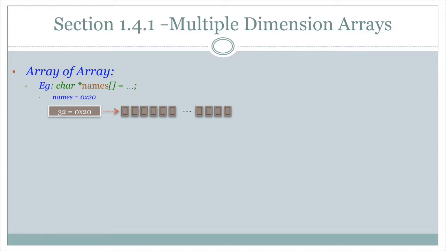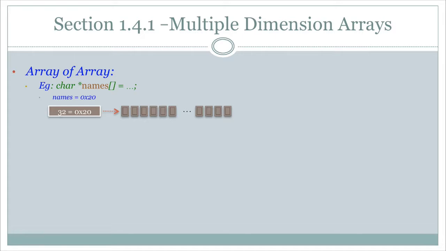So we're saying that names is an array and each element of that array is 8 bytes, which means each of these boxes here is actually 8 bytes because they must be capable of holding the address of a character. And we know that all addressing or pointers are 8 bytes, at least on my system. All right. So what does that mean?